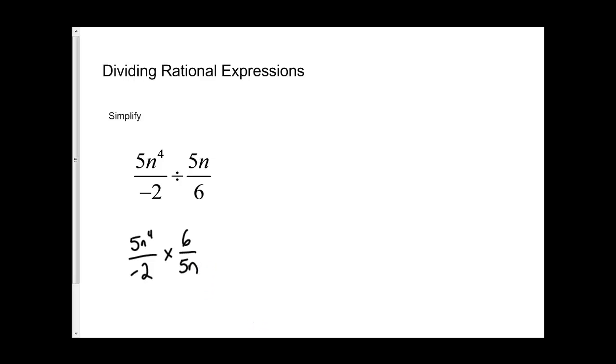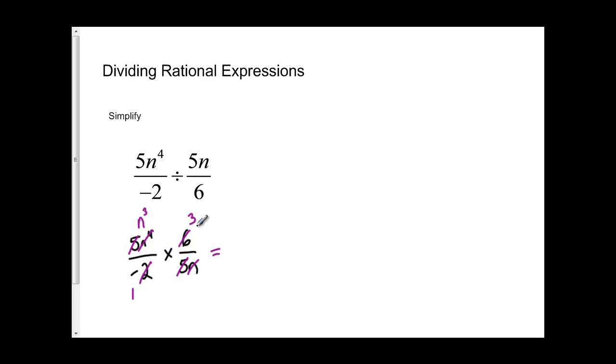Now from here, I can look at anything that I can cancel from the top and anything that I can cancel from the bottom. So I've got a 5 on both, so I can cancel out a 5. I've got n to the fourth on top and n on the bottom. I can cancel out n to the fourth and n, and I'm left with n to the third. The final thing I can cancel is the negative 2 and 6. So if I cancel out the negative 2, that's going to leave me with negative 1. If I cancel out the 6, that's going to leave me with a 3.